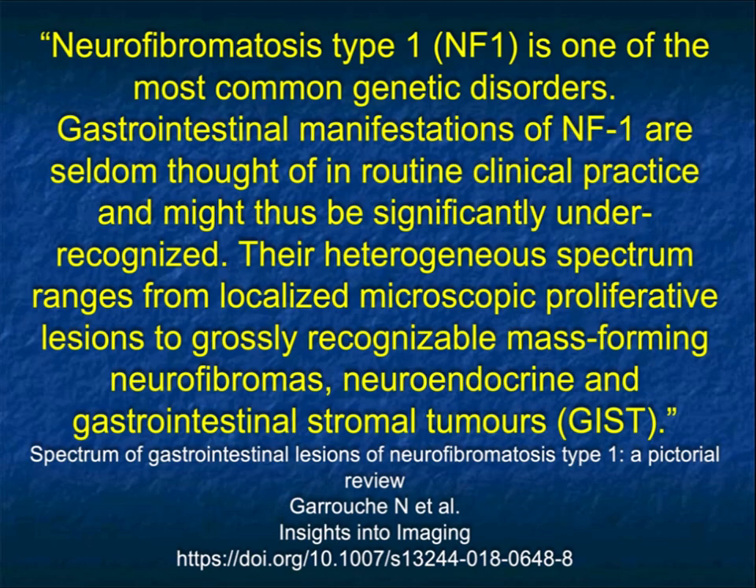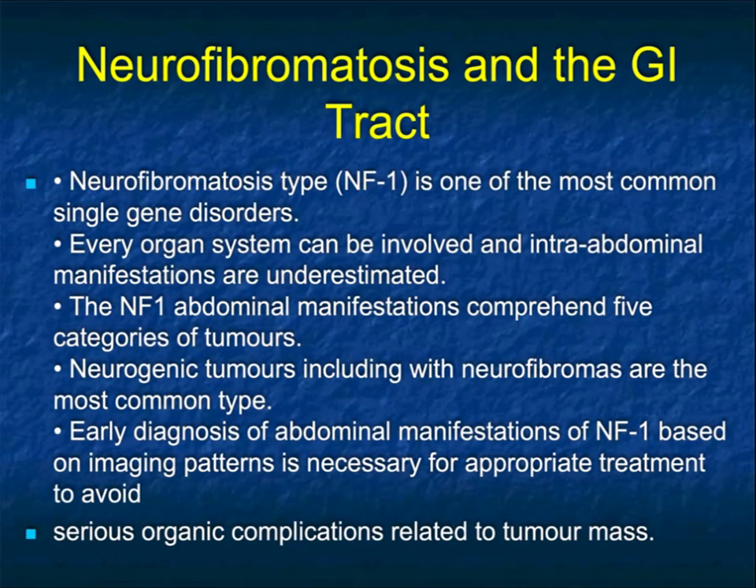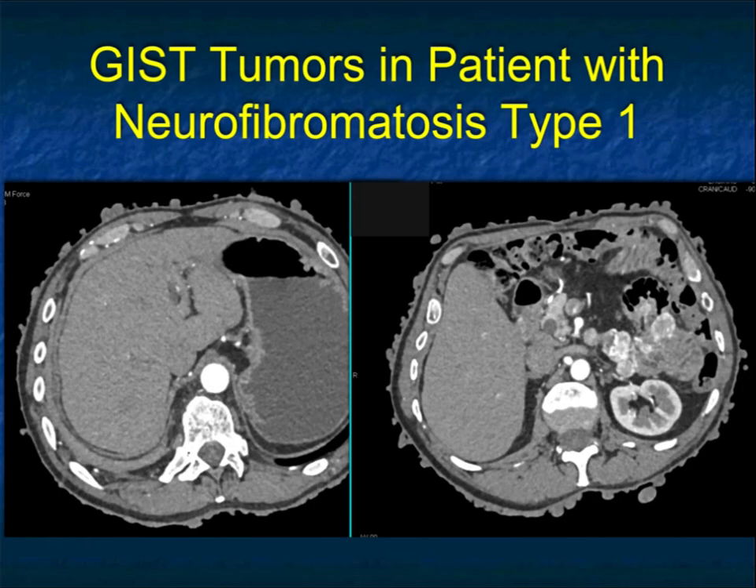Again, we mentioned about neurofibromatosis type 1 and GIST tumors. It's interesting, neurofibromatosis type 1 is one of the most common single gene disorders. The NF1 abdominal manifestations include 5 categories of tumors, including these GIST tumors as one of the possibilities.